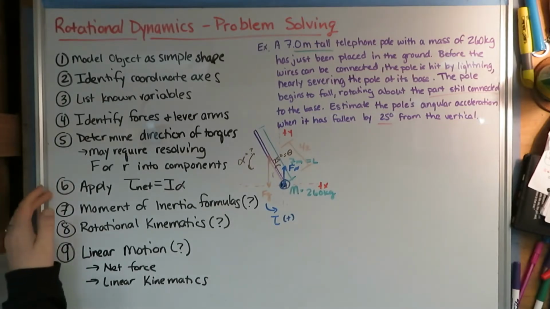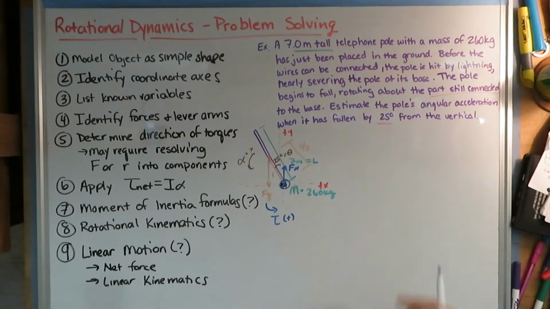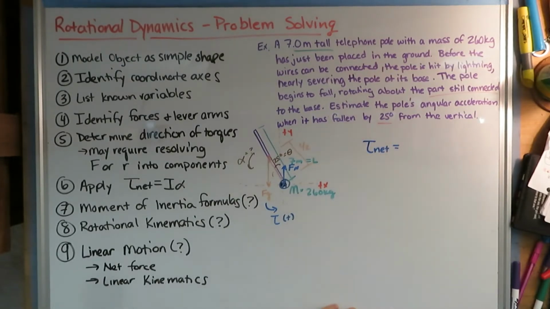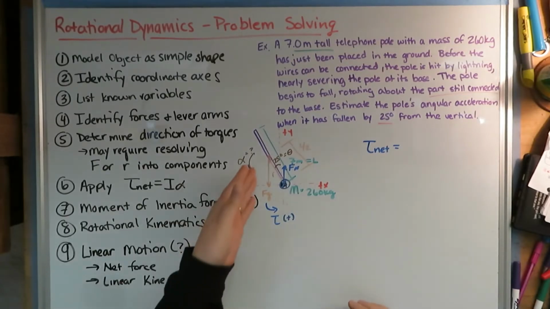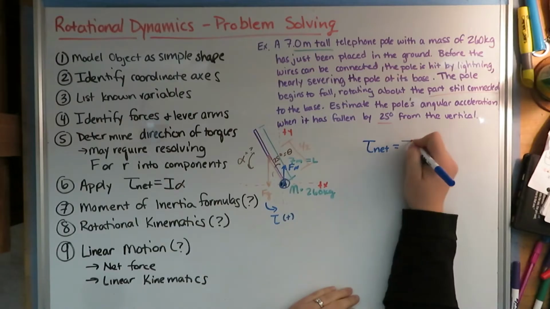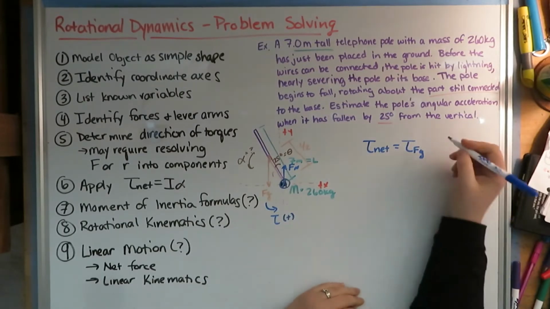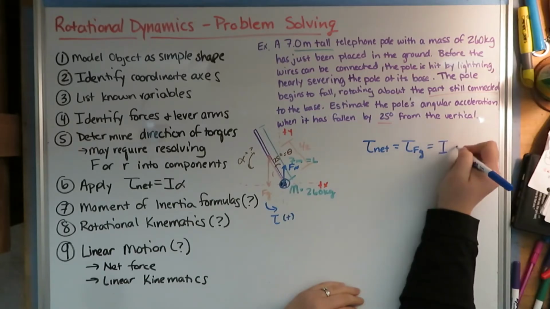So I'm now going to apply Newton's second law for rotation. My net torque, in this case, is going to be the sum of all of the torques that I have. Well, in this case, that's only going to be the torque due to gravity. So I'm going to write the torque due to gravity here. That is positive, so I'm just going to leave that as a positive. And then that's going to equal I times alpha.